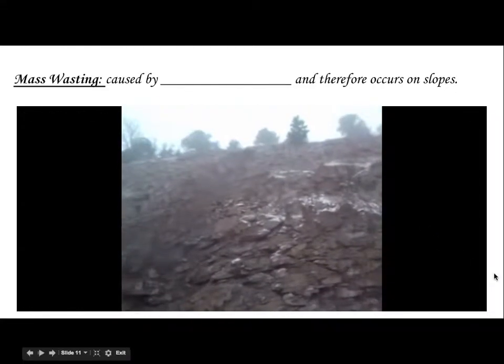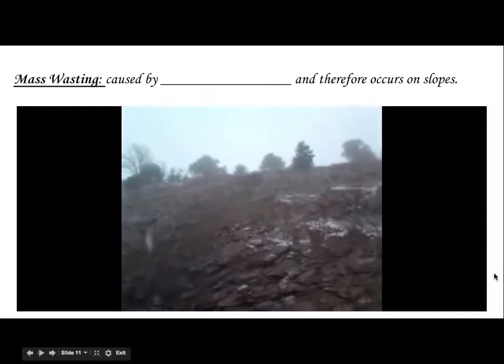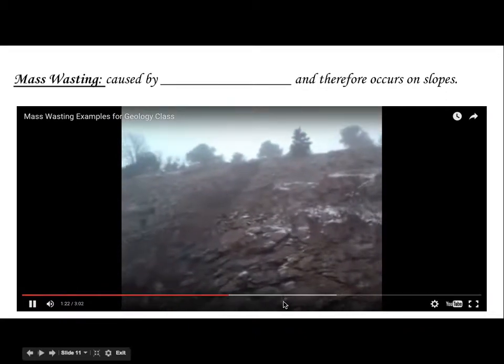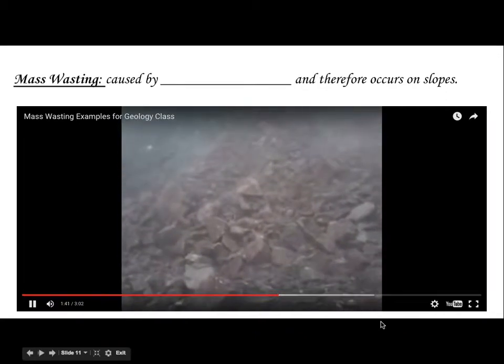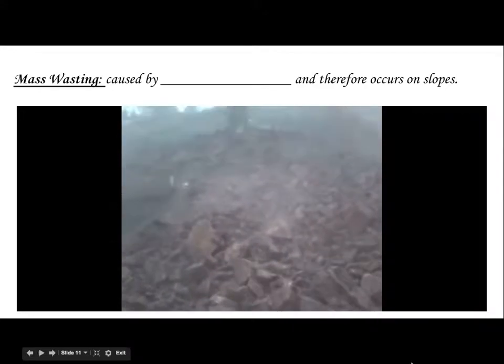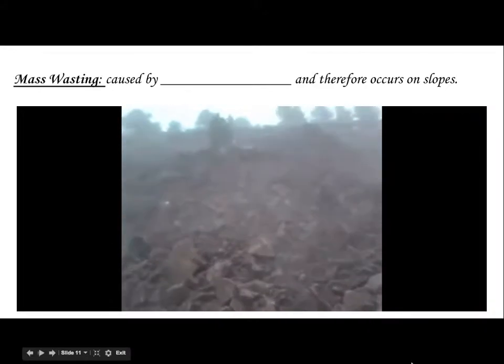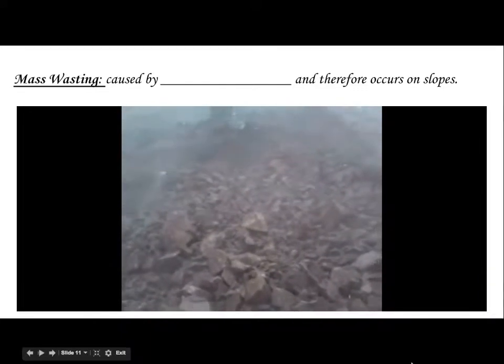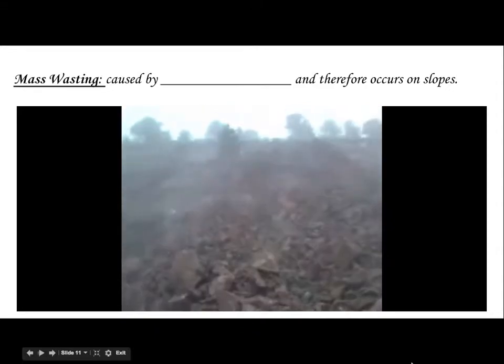All right, notice these substances, they're moving down, and it's going to show you just a little bit more. Just fast forward through here. Here you go. You have these pieces of rock and pieces of substances moving down. So mass wasting is caused by something that is going to pull things down. What is that? Gravity.